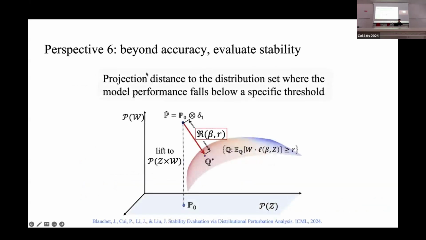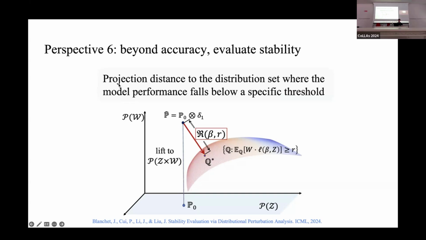And here we draw an intuitive figure to demonstrate what it is. Actually, it's some kind of projection distance to the distribution set where the model performance falls below a specific threshold. We can see that this point is the original training distribution, and here we draw a set, and each distribution in this set will degrade our model to a specific threshold. And we just calculate such a projection distance, and this captures the most sensitive direction that will destroy our model. And we define this distance as our stability measure.